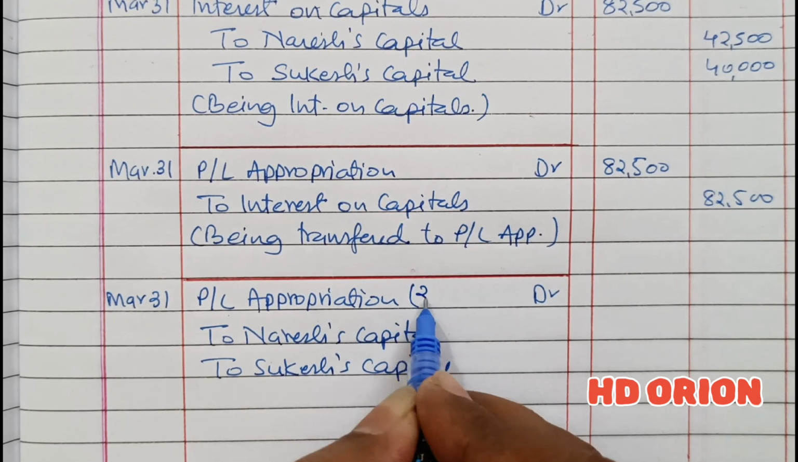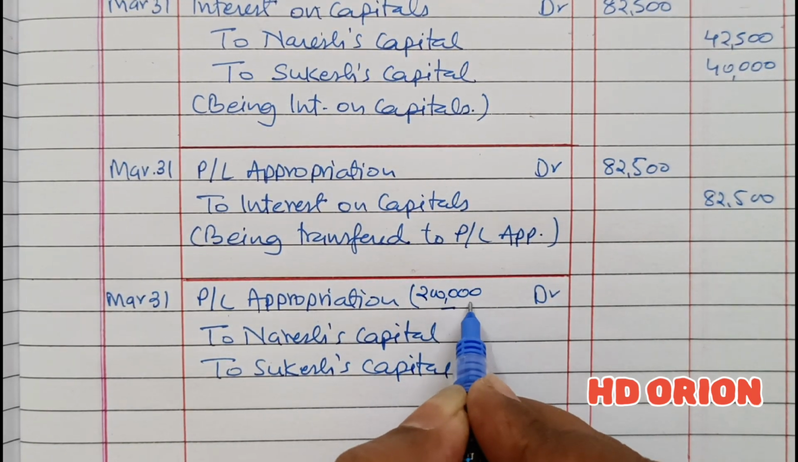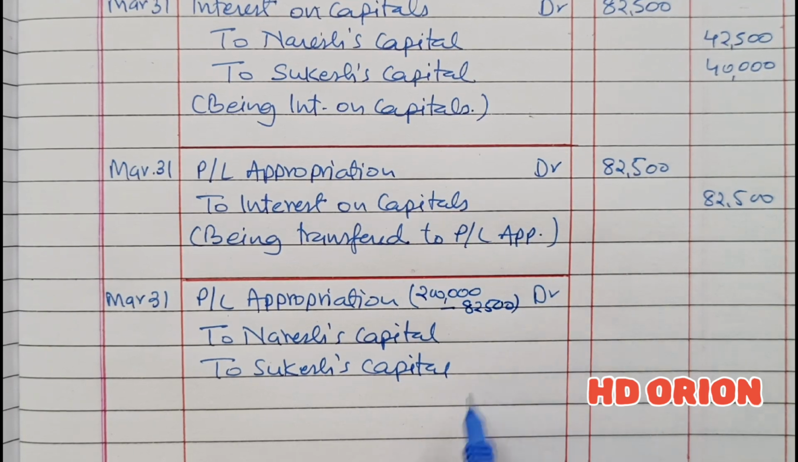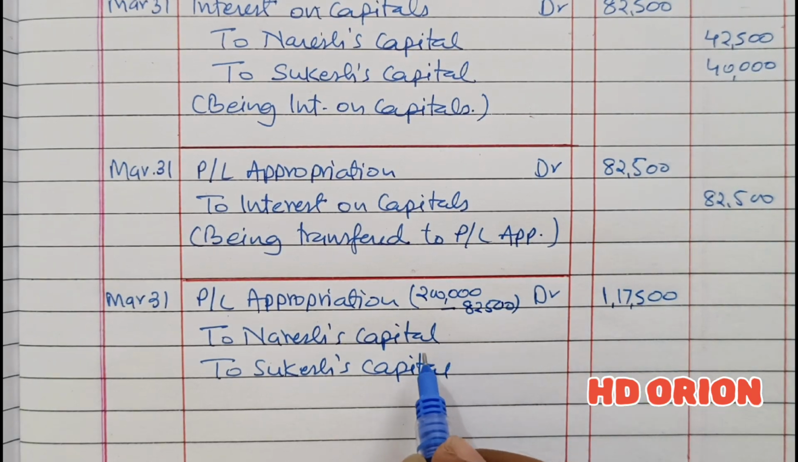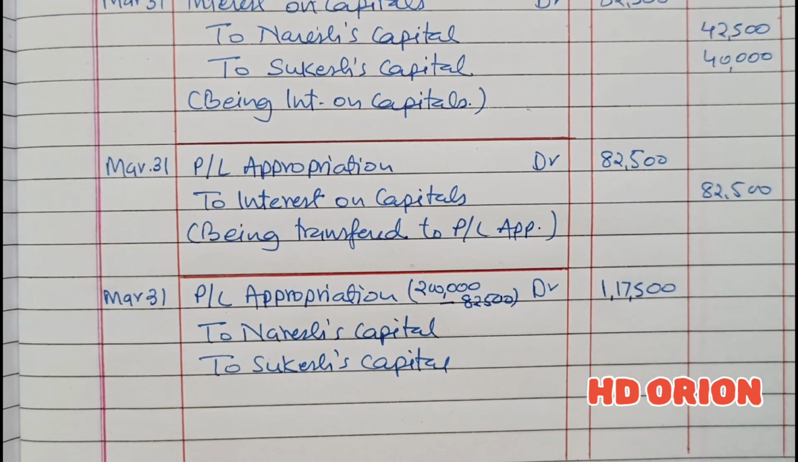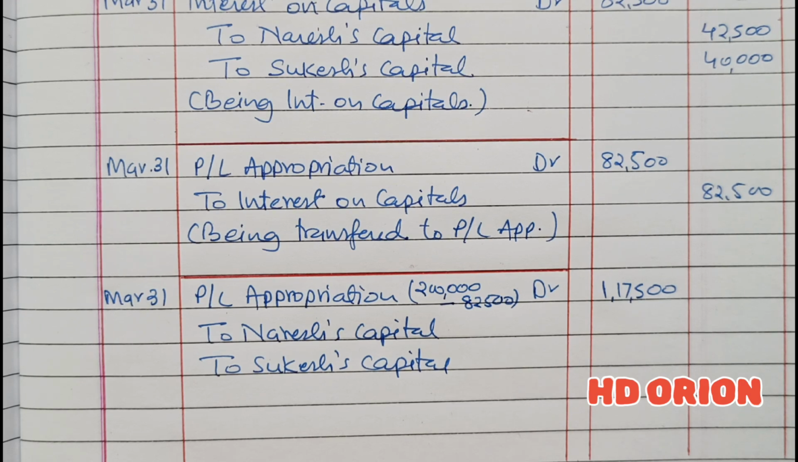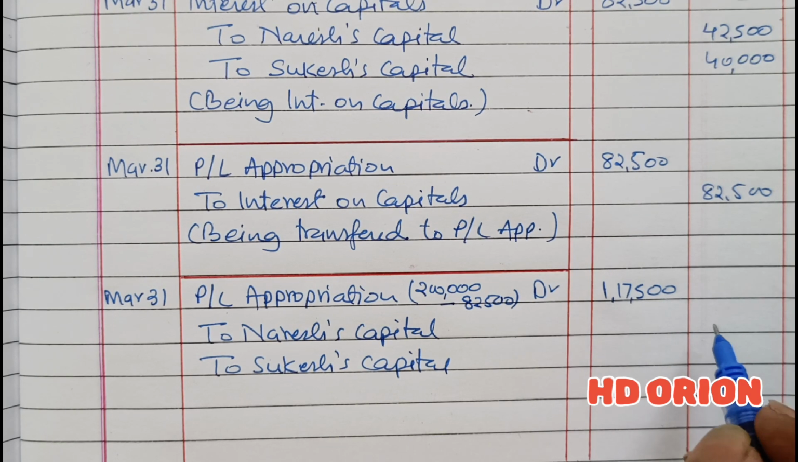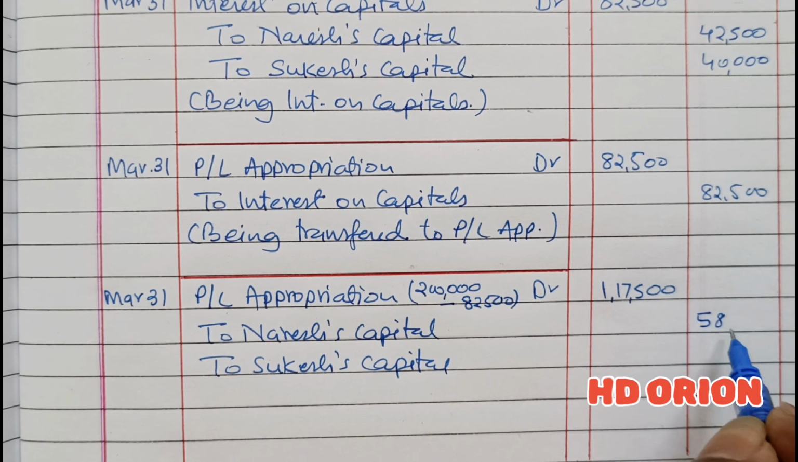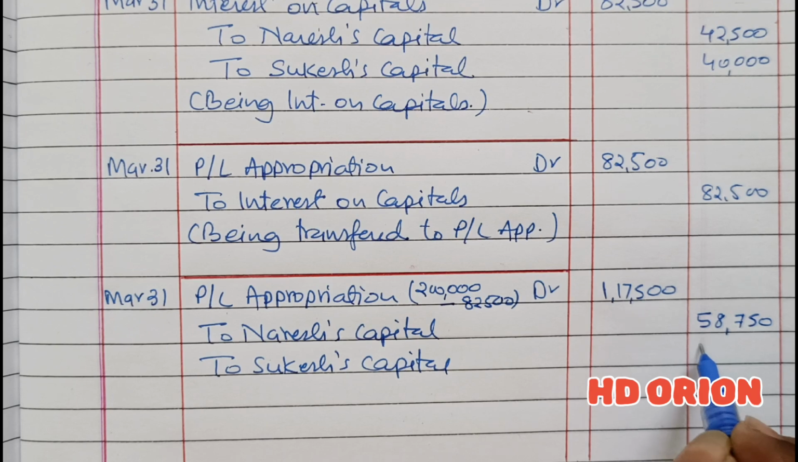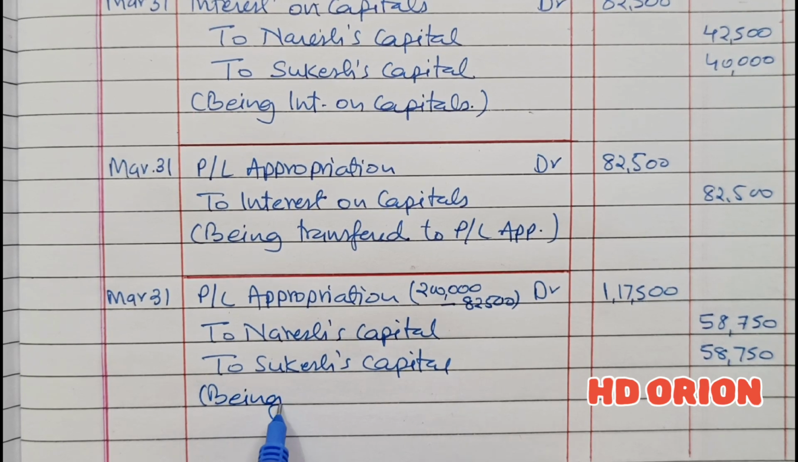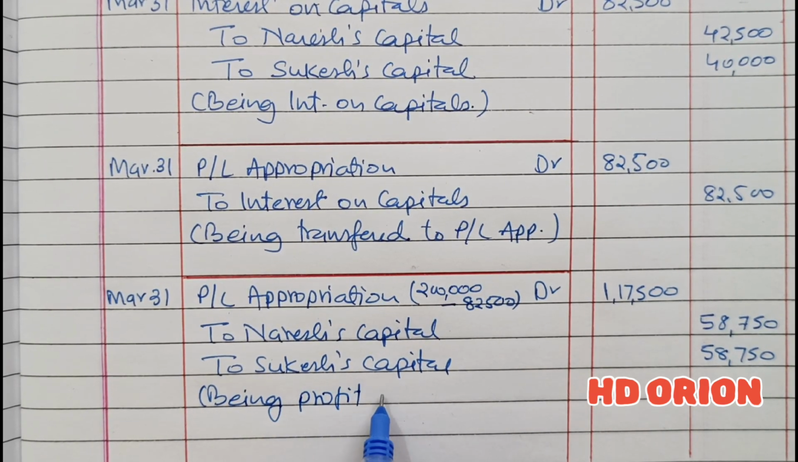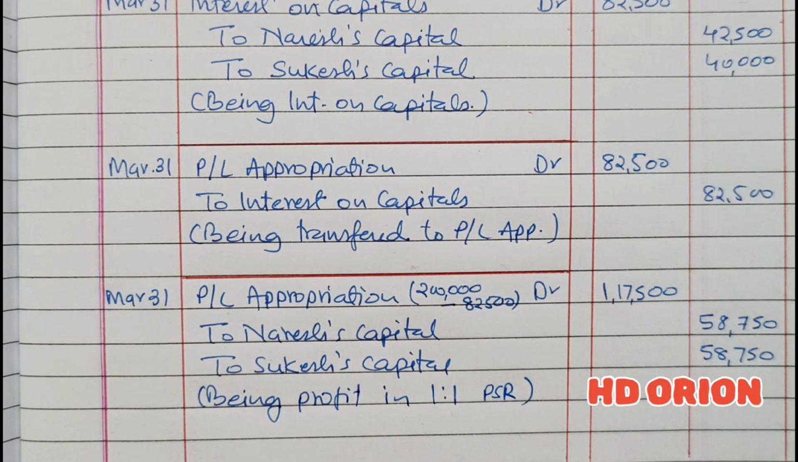Now what is the amount? 2 lakh was our net profit, and out of this 82,500 has been given as interest on capital. So the remaining 1,17,500 will be distributed to the partners in their profit sharing ratio, which is not mentioned in the question. So it is equal, that is 1:1. So half to the first partner and the second half to the other partner. Being profit in 1:1, which is the profit sharing ratio of the partners.